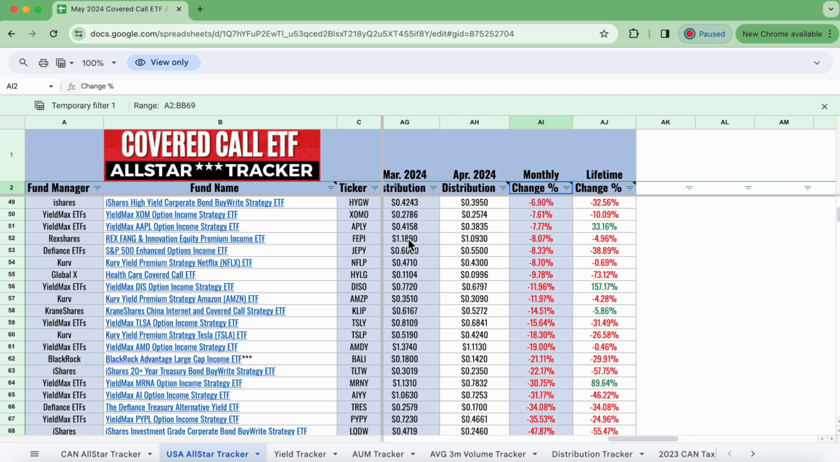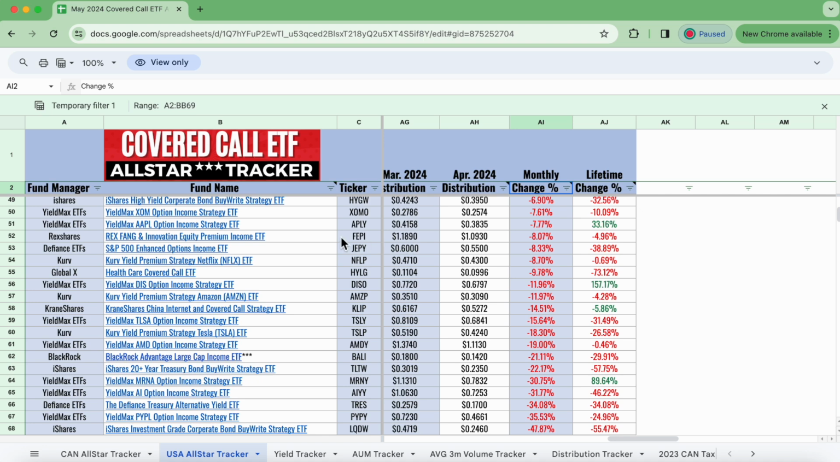I want to say FEPI is another one that kind of surprised me with a smaller distribution. It actually has been maintaining a fairly even distribution. It is just pure technology. You might want to say, well, it's a NASDAQ 100 covered call ETF basically. It is not. It is like pure technology, full pedal to the metal on just technology.